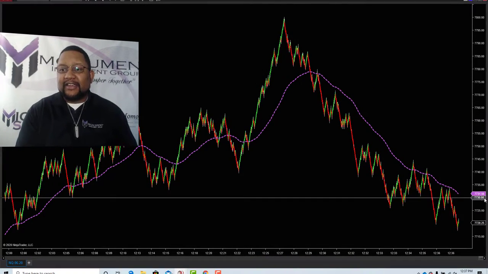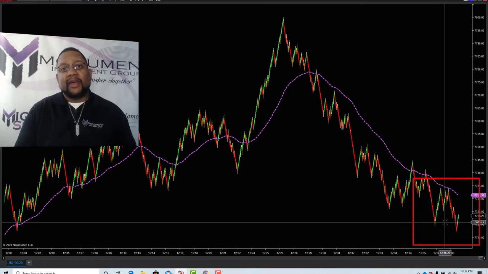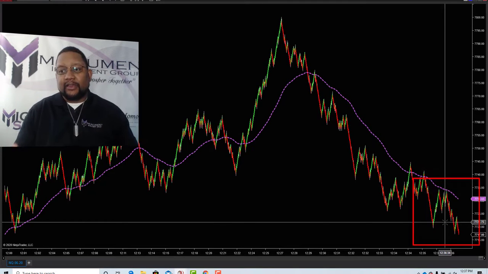Okay, as you can see here, if you go all the way to the right side of the screen, you can see that it's moving, right? That means that the market is actively going up and down.